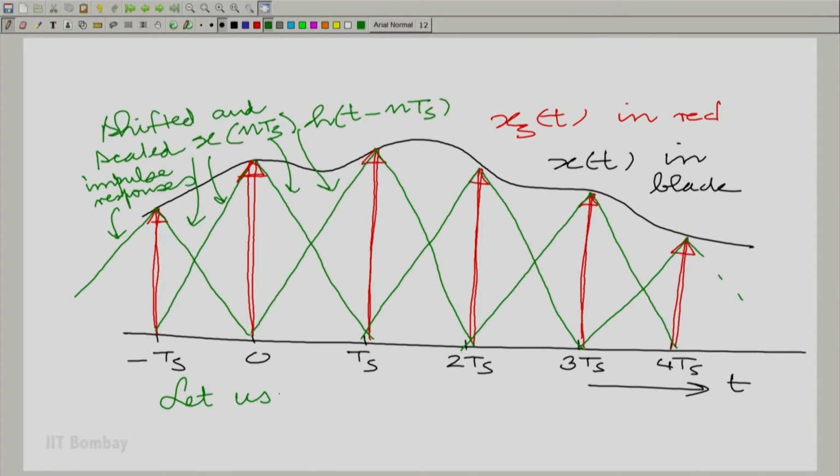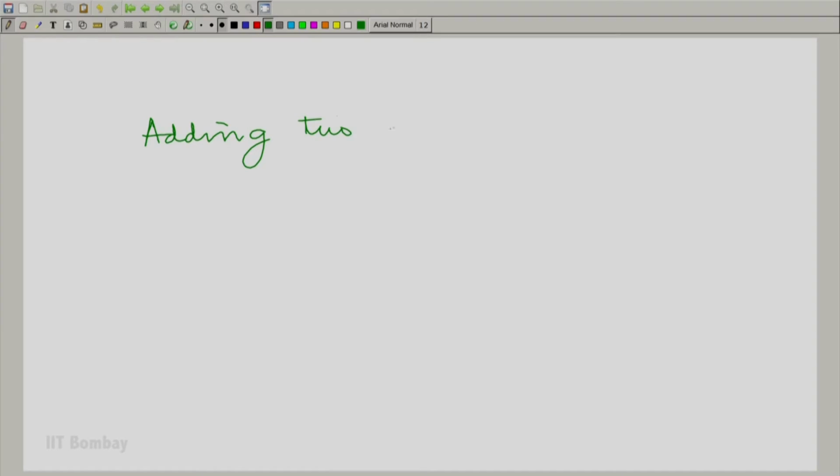Now, let us add the green responses. You see, look at it very carefully. Let us focus our attention, for example, between -Ts and 0. What happens when you add two straight lines? When you add two straight lines, the result has to be a straight line. In fact, that is not at all difficult to see. We can prove it formally. Let us do that for a minute.